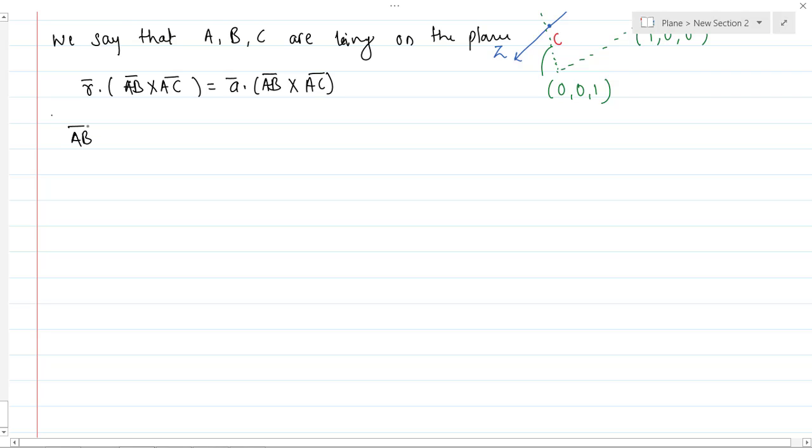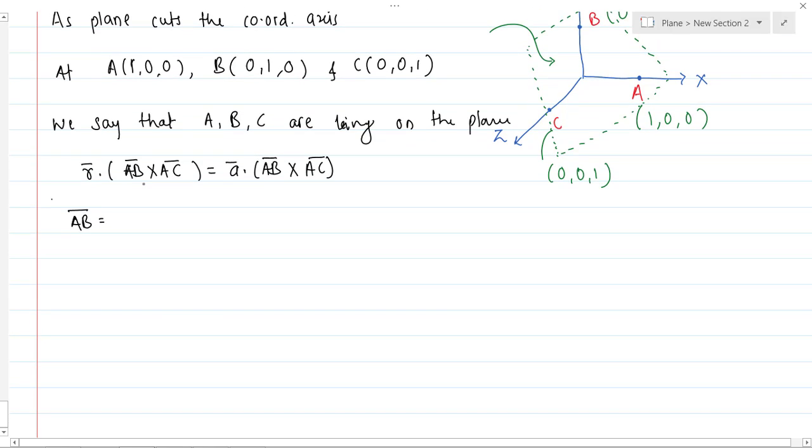What is AB bar? AB bar is nothing but B bar minus A bar, which is nothing but 0 minus 1, it's minus i, 1 minus 0 is plus j, and plus 0k. What is AC bar? AC bar will be C bar minus A bar, which is nothing but 0 minus 1 is minus i, 0 minus 0 plus 0j, and 1 minus 0 is nothing but plus k. Okay, so find out AB bar cross AC bar.